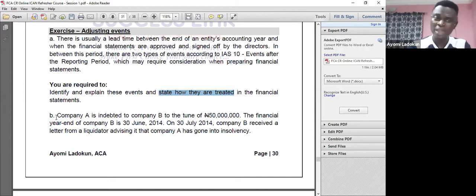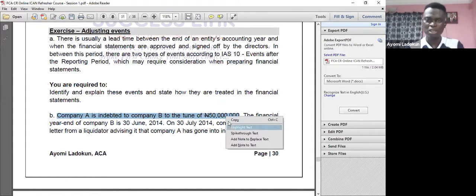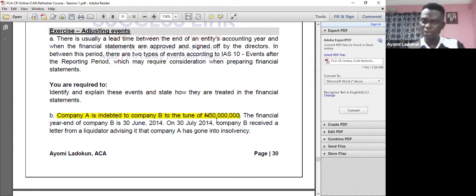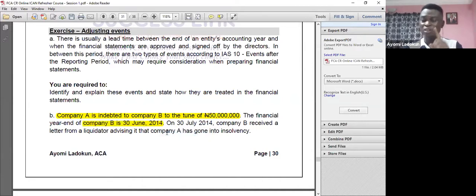Then I move to part B of that question. It said, Company A is indebted to Company B to the tune of 50 million. So Company A is owing Company B 50 million. The financial year end of Company B is 30th June 2014. The examiner is not putting this up for fun. He has a reason why he's putting it up, because I've told you, date is very important.